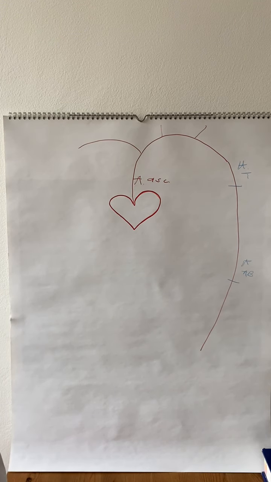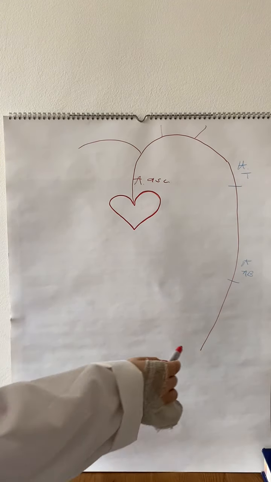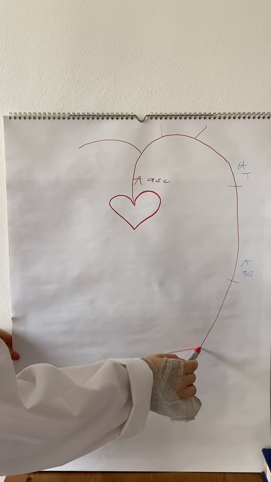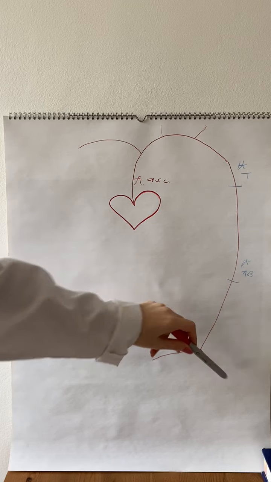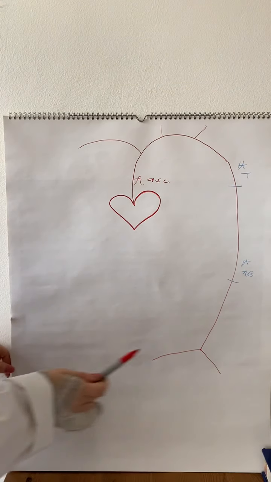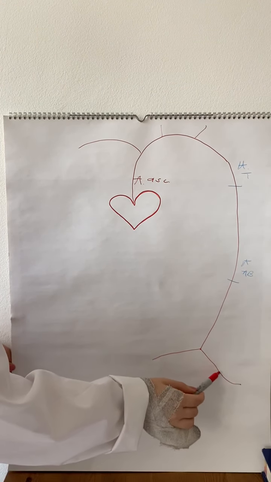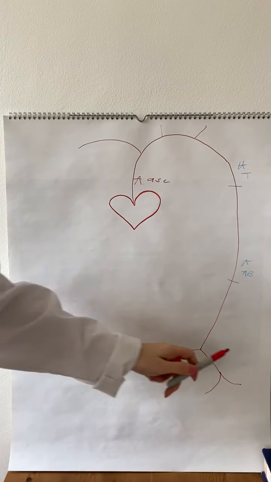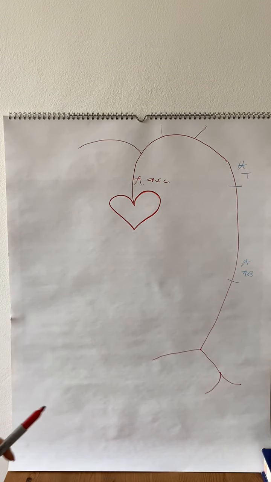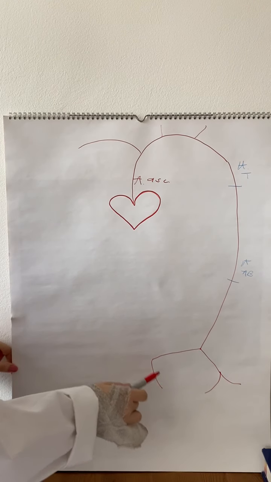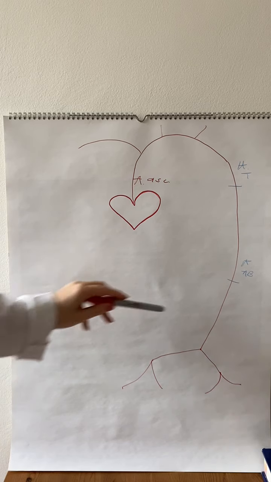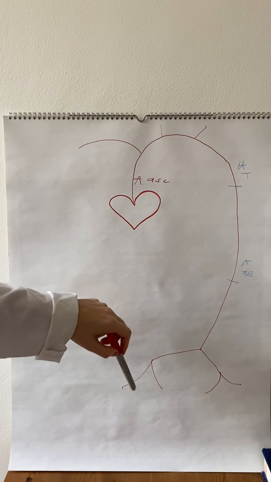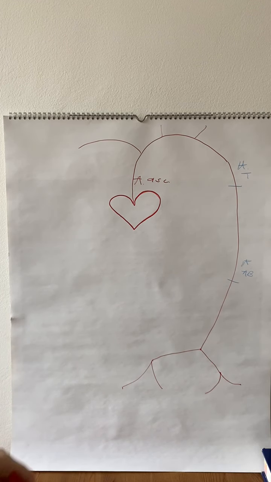Following our aorta abdominalis, we will now have the arteria iliaca communis. That will again divide into arteria iliaca externa and interna. I will not further explain the branches now. We can continue that in another video.